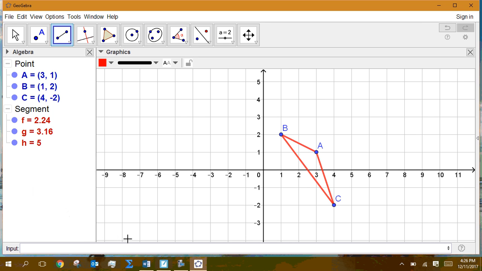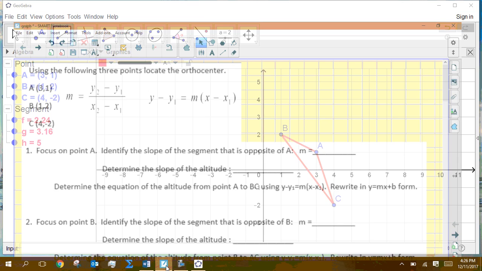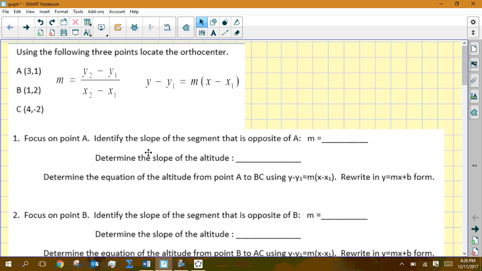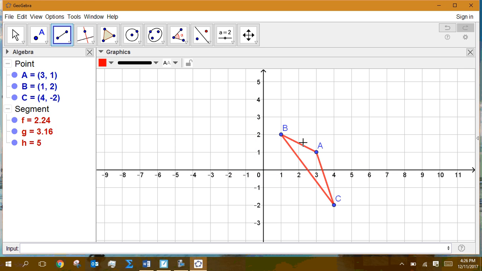The task in this first question is to find the orthocenter of this triangle using our algebraic processes. Vertices at 3, 1, 1, 2, 4, -2. Now the worksheet presented this way asks you to focus on point A and then find the slope of the line opposite A. So if I focus on A here, obviously BC is opposite it. The first thing is asking you to find the slope of BC.